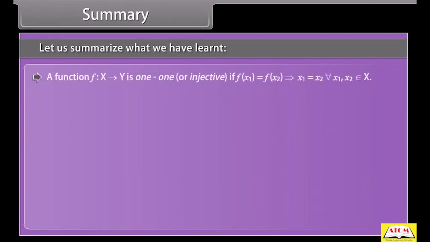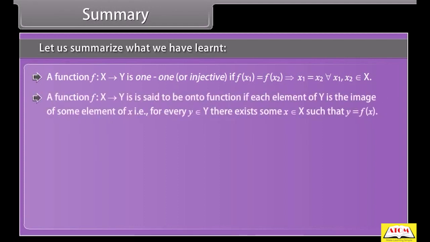A function f from X to Y is one-one or injective if f(x1) equals f(x2) implies that x1 equals x2 for each x1, x2 belongs to X. A function f from X to Y is said to be onto function if each element of Y is the image of some element of X, that is, for every y belongs to Y, there exists some x belongs to X such that y equals f(x).